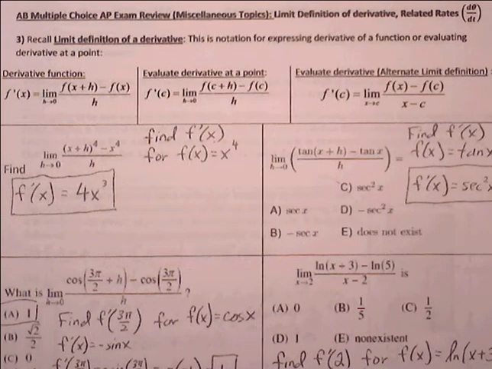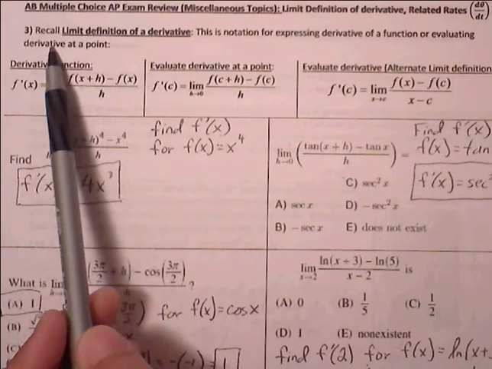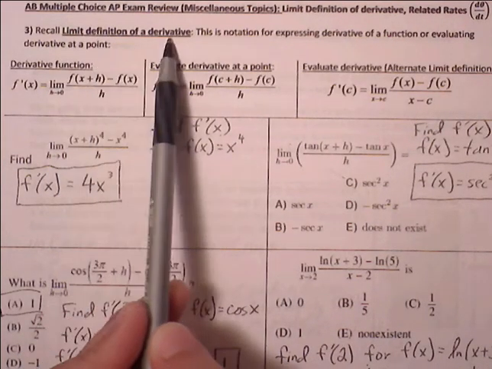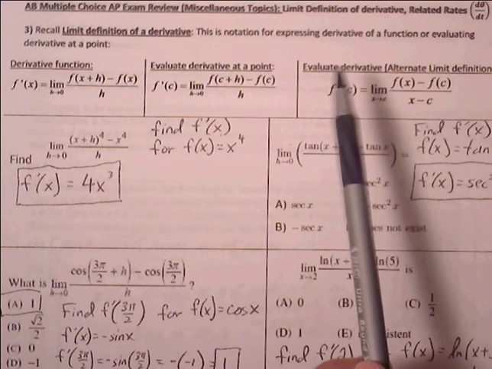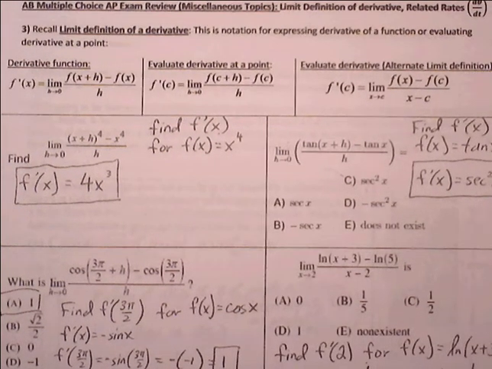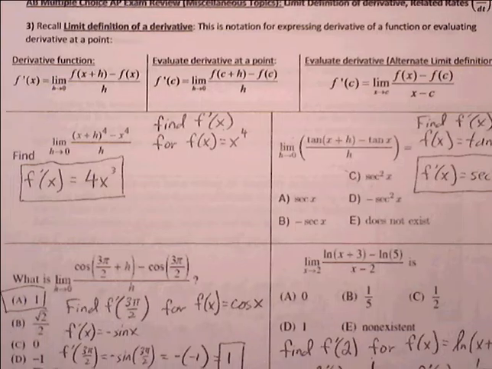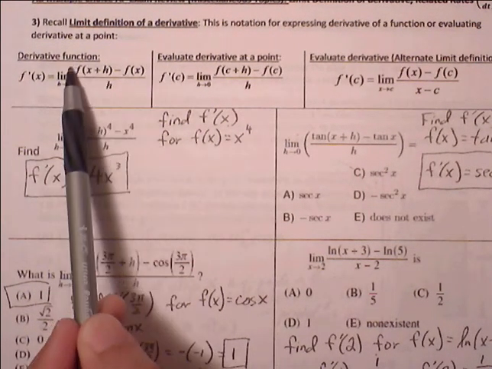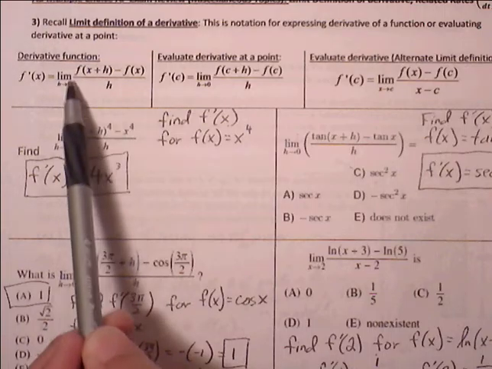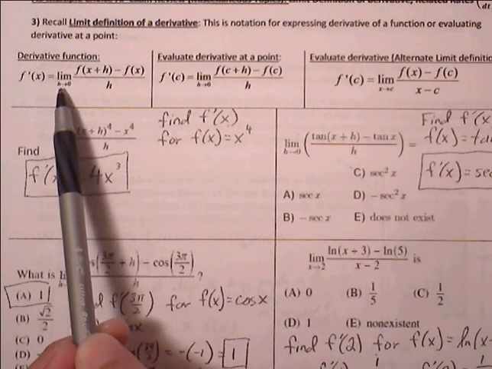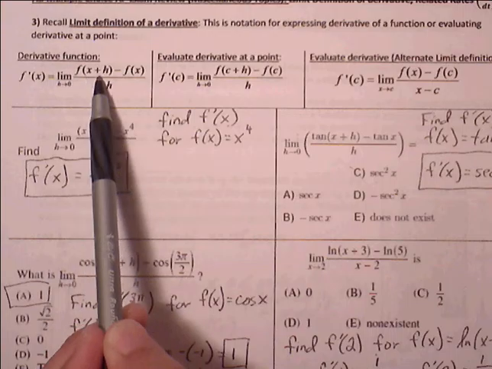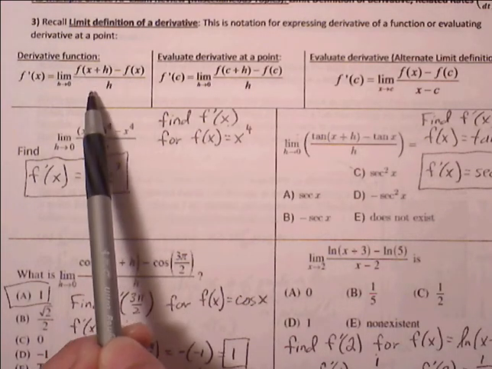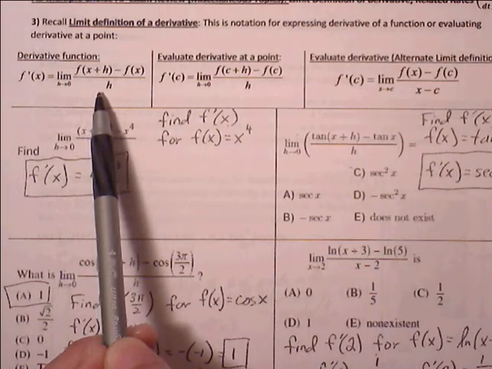Let's review some information here, some topics. Limit definition of a derivative. This is notation for expressing the derivative of a function or evaluating the derivative at a point. A derivative function, we learned a while back with the limit definition of a derivative: the limit as h approaches 0 of f of x plus h minus f of x over h. It's just a fancy way of representing the derivative.